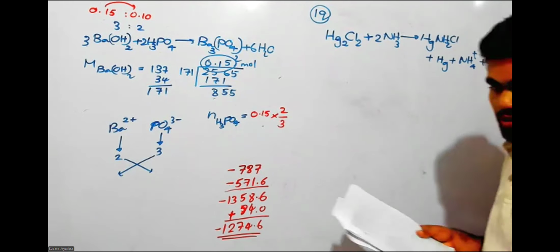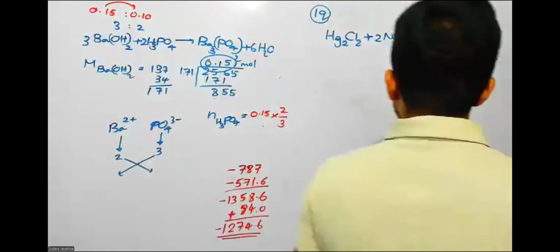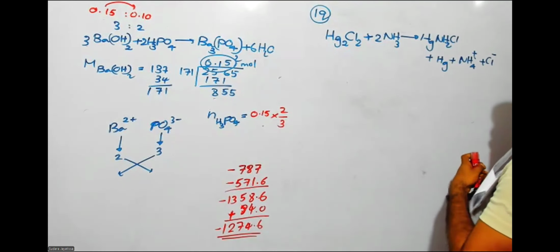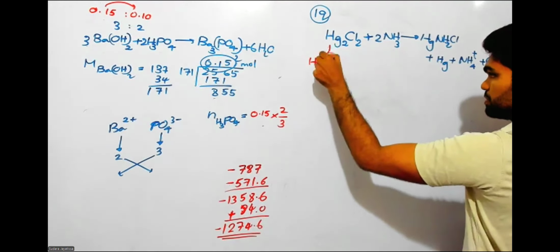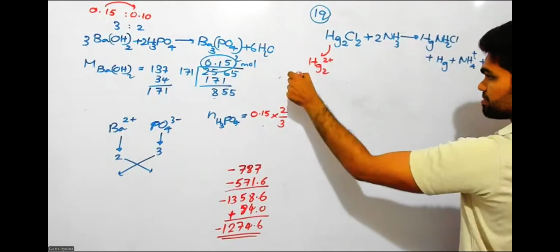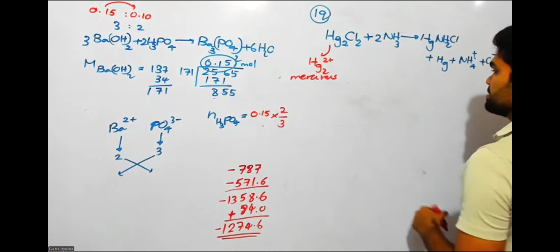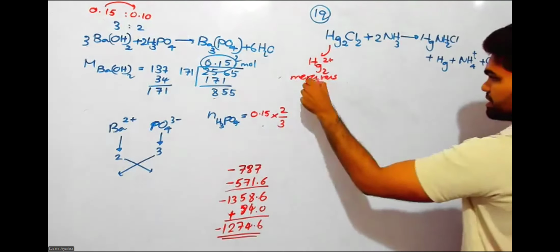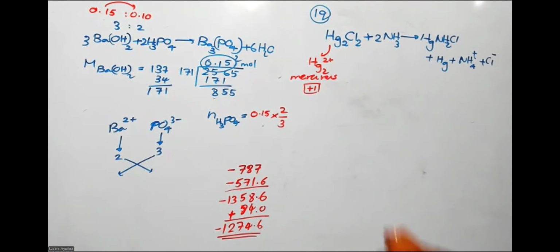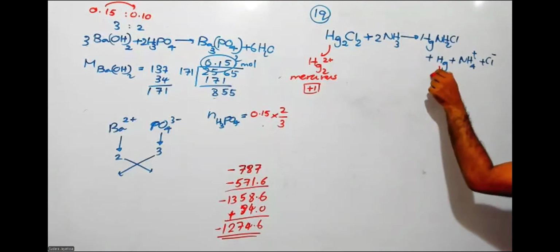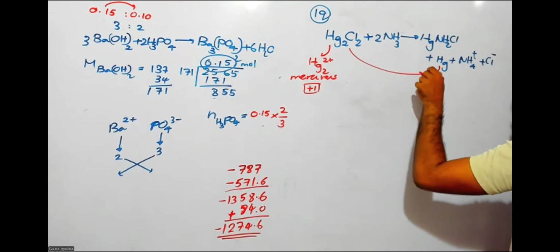So there are multiple products. And first of all, think about the oxidation numbers. Now here you have Hg2 2+, mercurous. Mercury is in plus 1 oxidation state. And here you have mercury in 0 oxidation state. That means it has undergone reduction.